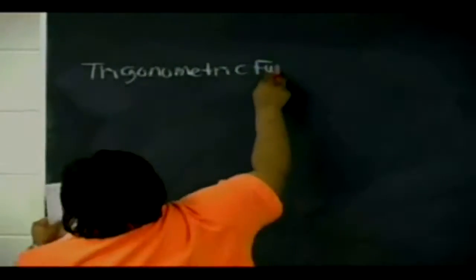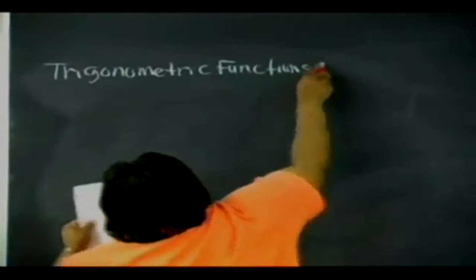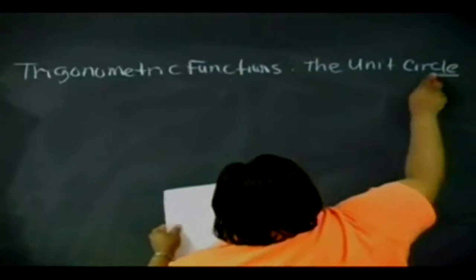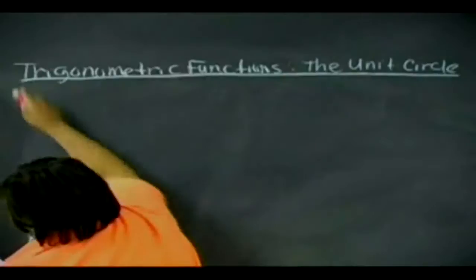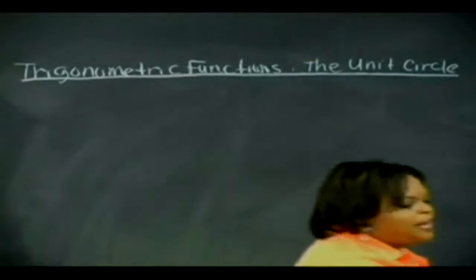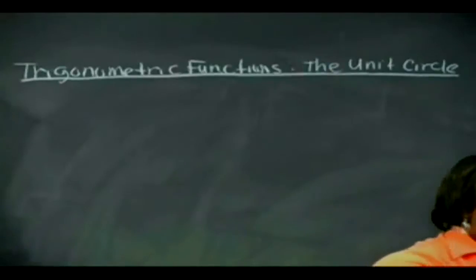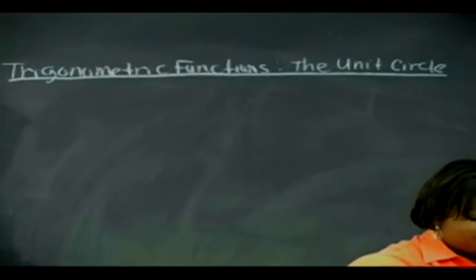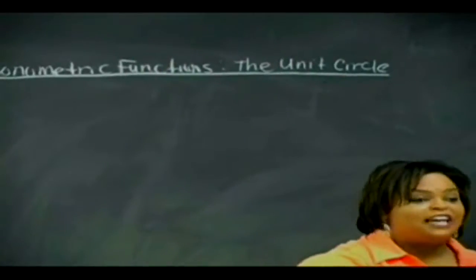Okay. Shifting gears here. We're going to look at trigonometric functions, and we're going to look at the unit circle. We have 6 basic trigonometric functions. And we're going to look at the unit circle to kind of describe these functions, or to define the functions, actually.